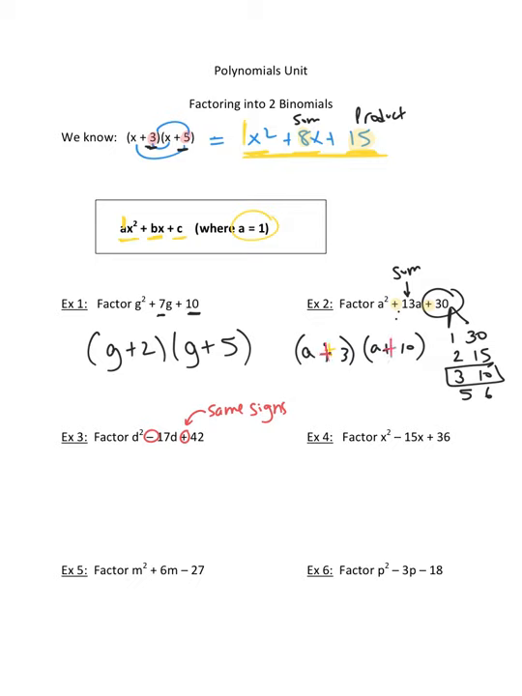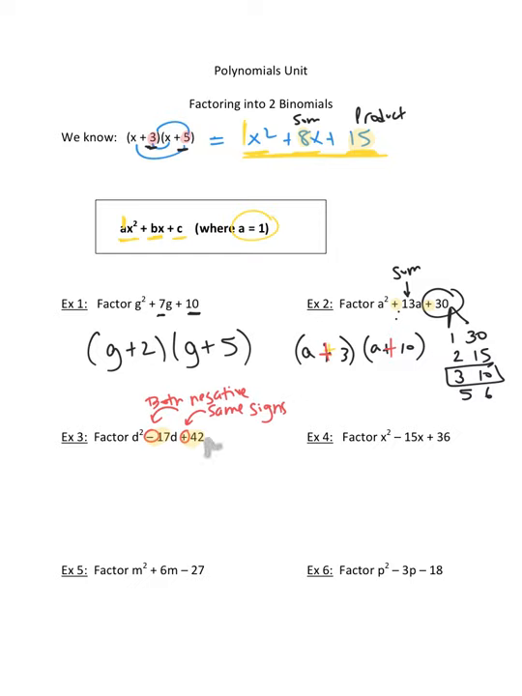Now if you look at the middle term in here, that middle term being negative tells you that both signs are negative. Because when you multiply a negative times a negative, you'll get a positive 42. But when you add a negative and a negative, you'll get a negative 17. So I'm going to go through the steps as if I don't know what the numbers are going to be.